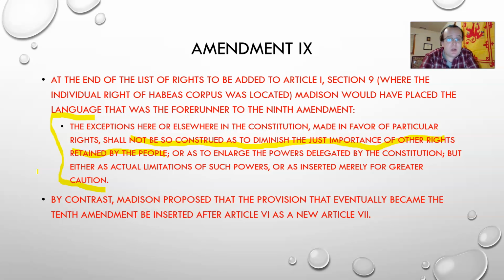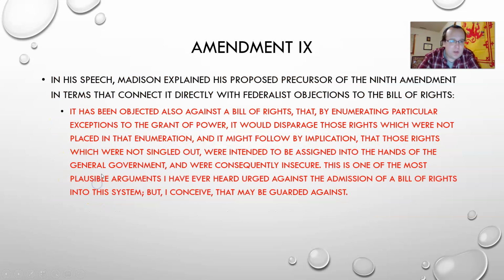So, or as to enlarge the powers delegated by the Constitution, but either as actual limitations of such powers or as inserted merely for greater caution. So Madison proposes here that the provision that eventually became the 10th Amendment be inserted after Article 6 as a new Article 7. So this contains fragments of Amendment 10 as well.